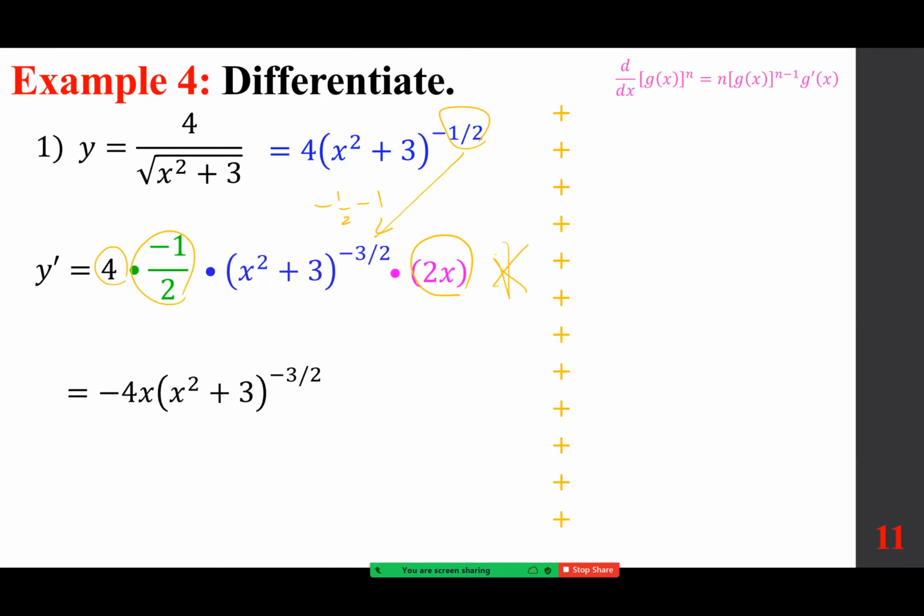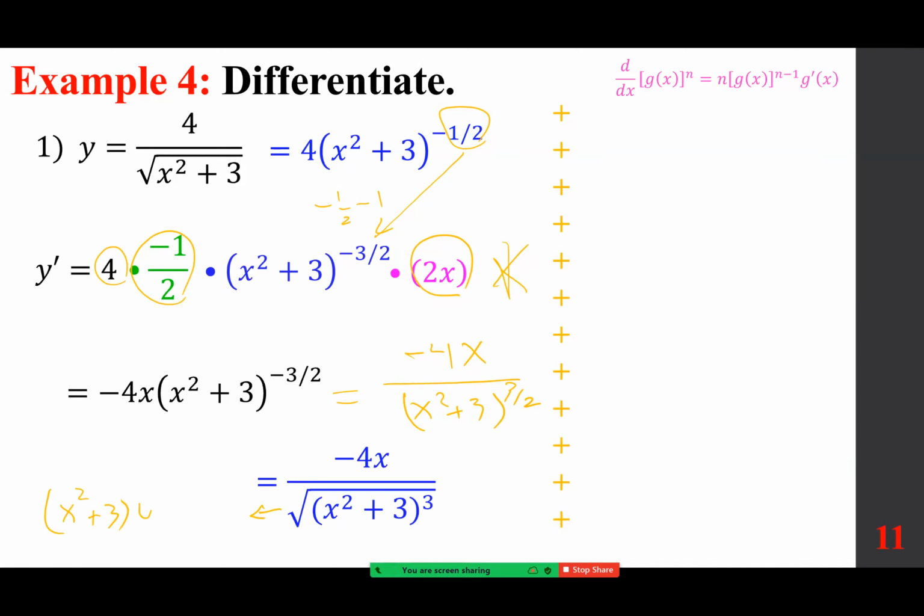Now negative 3/2 is the exponent. I can take it down and make it positive 3/2. And I'm done with that, but some of you may remember that this can be written as x squared plus 3 times the square root of that, and you don't have to make that transition just in case. Very straightforward.